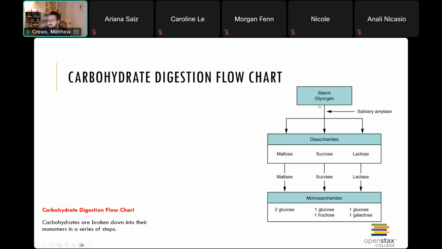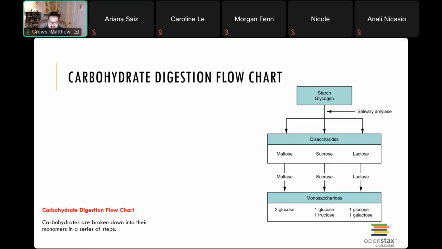So, starch, glycogen, this gets broken down by salivary amylase. Amy is starch, lase is cut. So cut the starch with saliva. That will break the starch into disaccharides, so maltose, sucrose, lactose, and those end up as either 2 glucose. Sucrose gets broken down by this enzyme, sucrase. ASE is an enzyme, right? So maltase, sucrase, lactase. And you break those down into monosaccharides, okay?